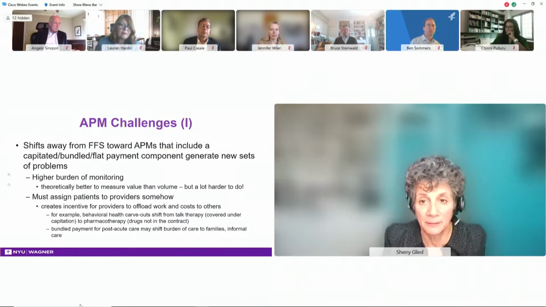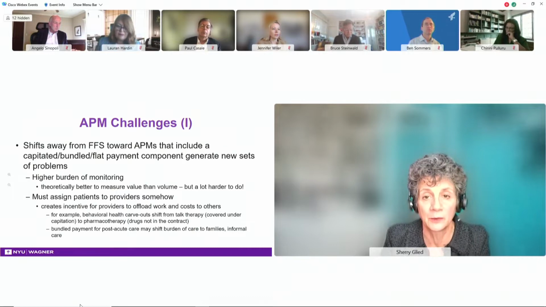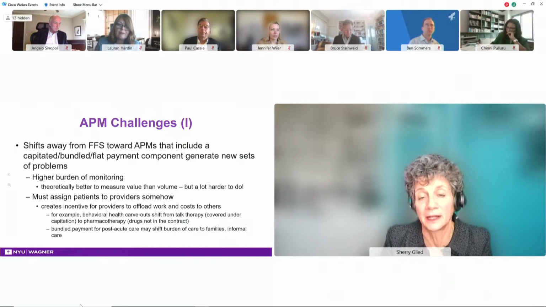Likewise, and in a sort of meta sense, there's been this big push to bundle payment for post-acute care. And we have seen that that works and that there's reductions in the cost of post-acute care, but it may shift the burden of care to families and informal caregiving that we are not measuring. And in fact, it probably does because we're discharging people home with fewer services. That's not necessarily a bad thing, but we need to be aware of it. Next slide, please.